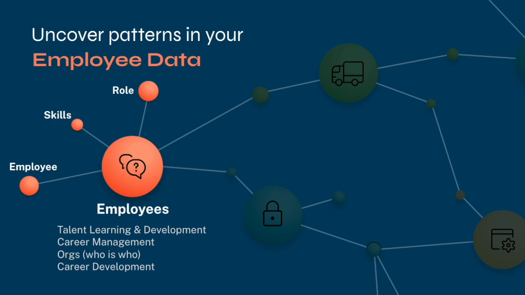Now let's look at an employee graph. When an employee is hired, they're given a role. They have skills. They have reviews, performance scores, and learning paths. Modeling this as a graph enables better career management, recommendations based on skills, and can inform organizational structure.